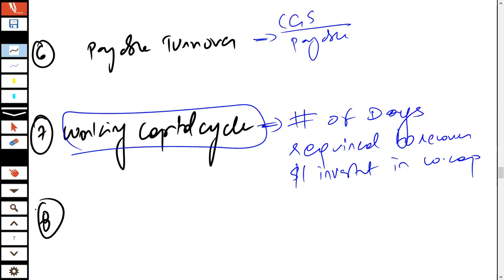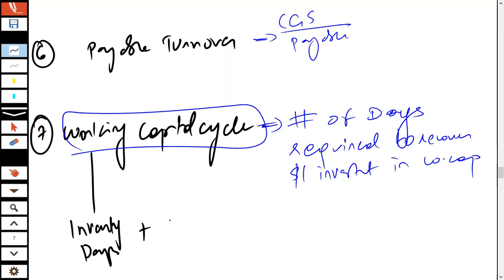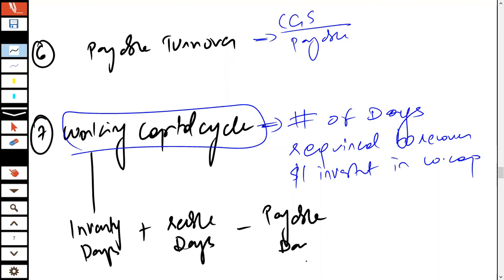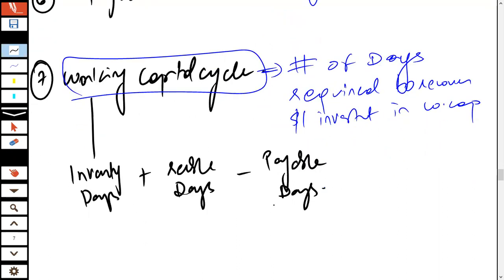And how do we establish the working capital cycle? We establish the working capital cycle like this. We say inventory days plus receivable days less payable days. So this is how we do it. It's actually inventory days, receivable days, and then the payable days that gives you the working capital cycle.